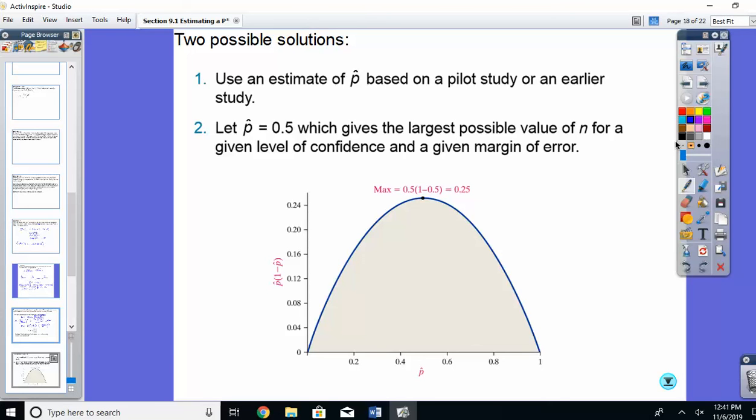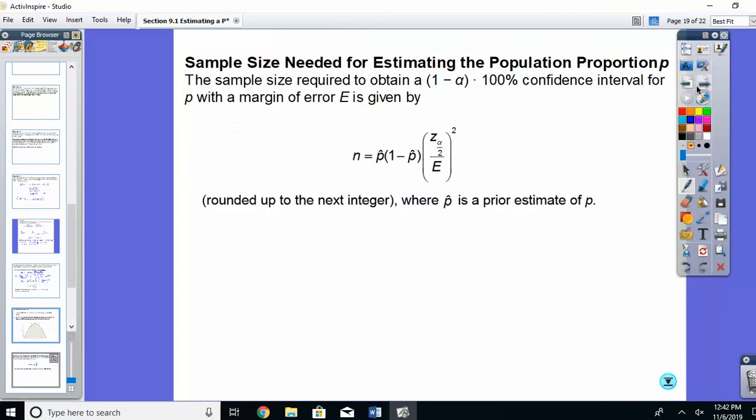So if I'm trying to estimate the effect of some new online learning program and the effect on your grades in class, then I would have to have an earlier version of the learning program and have results from it. Or we can let the p hat equal 0.5, which is going to give us the largest possible n we could have. If you just think about normal curves, the largest thing happens in the middle. So that's like at our 0.5. And so that would give us the largest possibility.